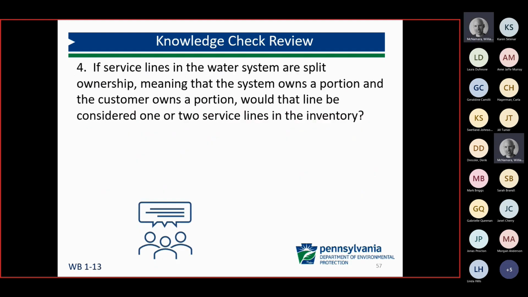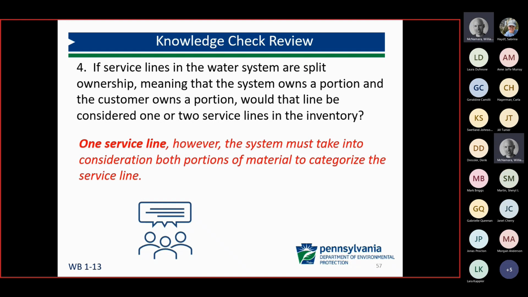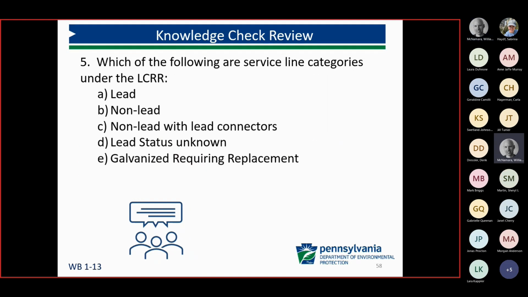All right, if the service lines in the water system are split ownership, meaning the water system owns one portion and the customer owns the other portion, would that be considered one or two service lines in their inventory? What do we think? It is in fact one service line. However, the system does need to take into account the material makeup of both portions of that service line in order to properly categorize it. All right, and then which of the following service line categories are under the LCRR? And they are all but C, correct?